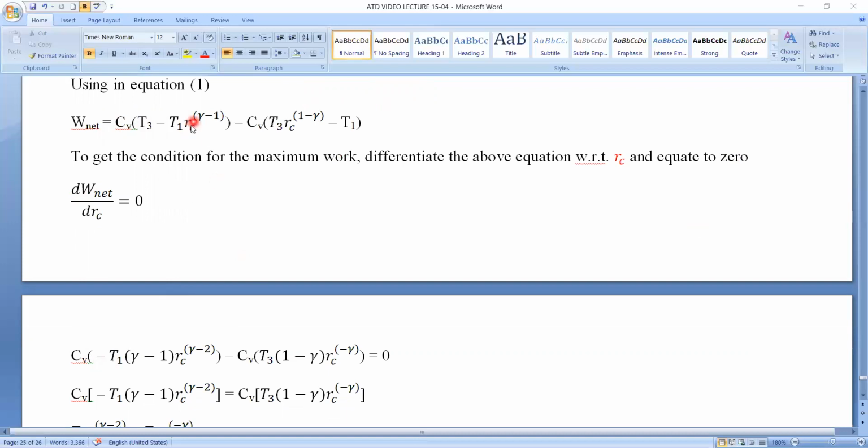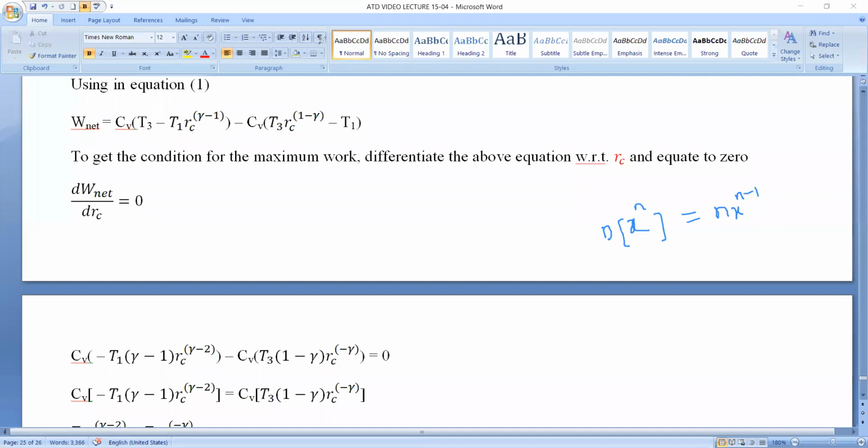So what is the differentiation of RC raised to gamma minus 1? What is the differentiation of x to the power n with respect to x? That is n x to the power n minus 1. This is a fundamental thing that you know. Fine.